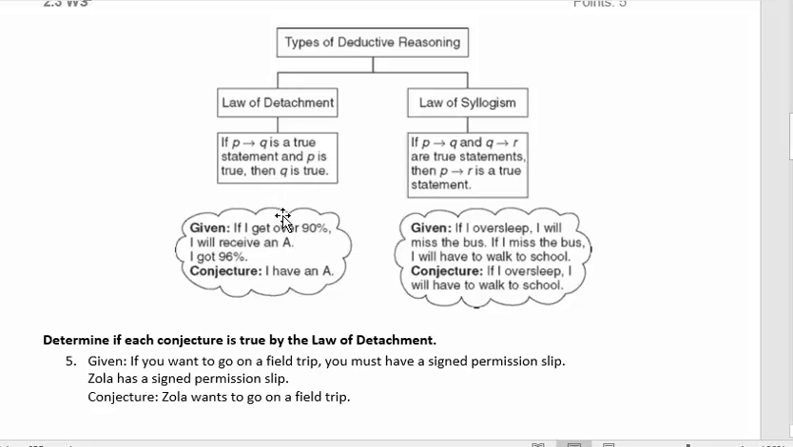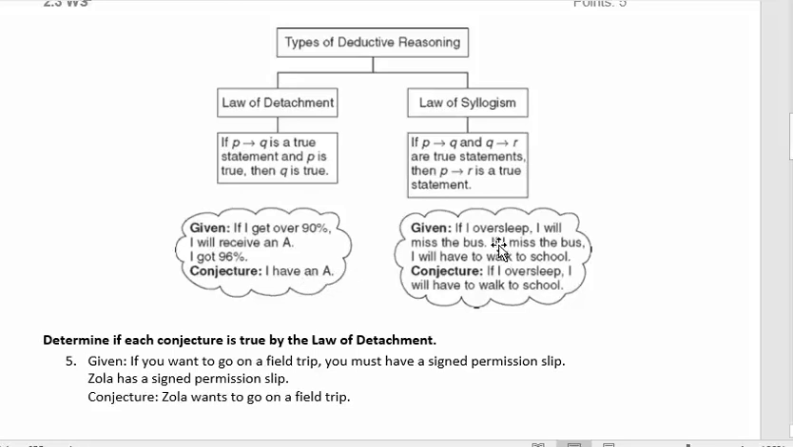So the law of detachment is something like this. It's a given fact, an if-then statement that's true. If I get over 90%, I will receive an A. That's our statement. Then he says, I got 96%. If the hypothesis is true, then the conclusion is true. That's the law of detachment. I got 96%. Well, that was over 90%, so therefore the conclusion part will be true and you'll get an A. That's your conjecture.